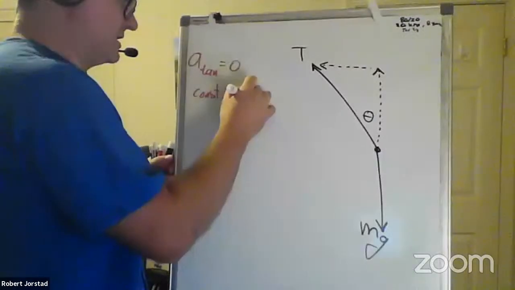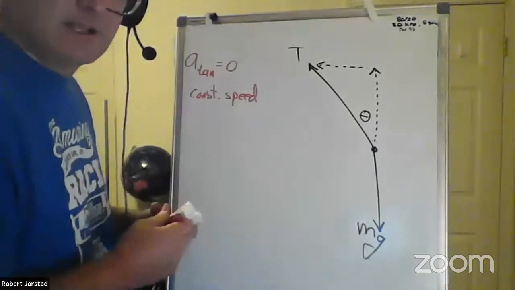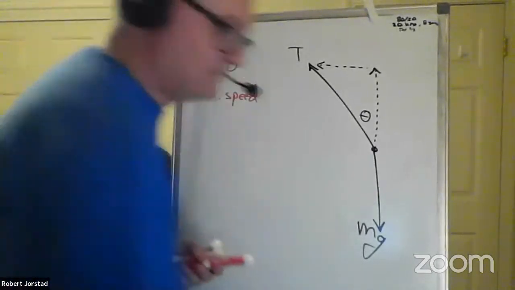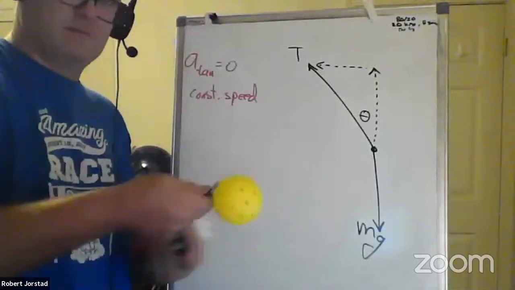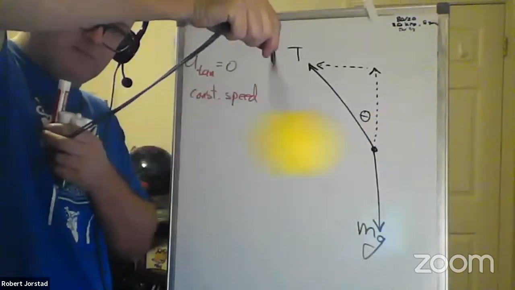No, A10 is 0, right? A10 is 0. So constant speed tells us A10 is 0. So is there any acceleration at all? Is there still AC? There still is. Which way? Up, down, right, left, parallel to T, what? Towards the center, so parallel.